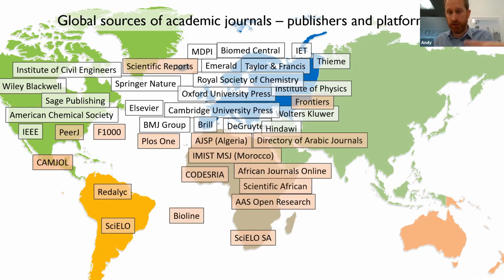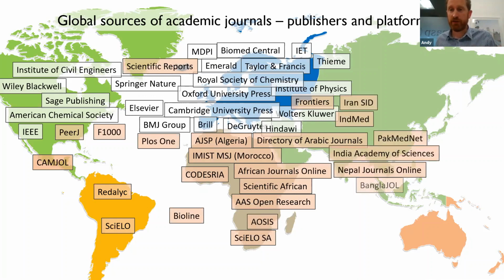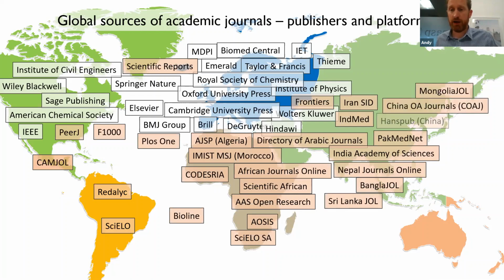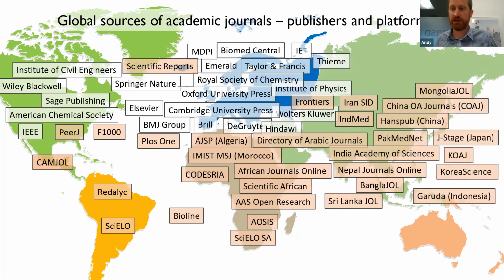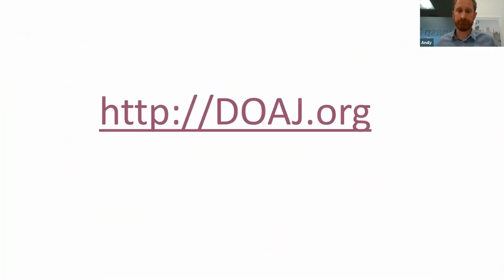AAS Open Research is another mega journal based in Africa, funded by the African Academy of Sciences. So things are evolving, and people may not realize that there are these other journal platforms out there all over the world which contain thousands and thousands of journals, and it's not just in the global north. And I've colored these all in orange because these are almost all open access platforms. Just to show you that open access is very much a global movement, and it's actually more in the global south than it is in the global north.